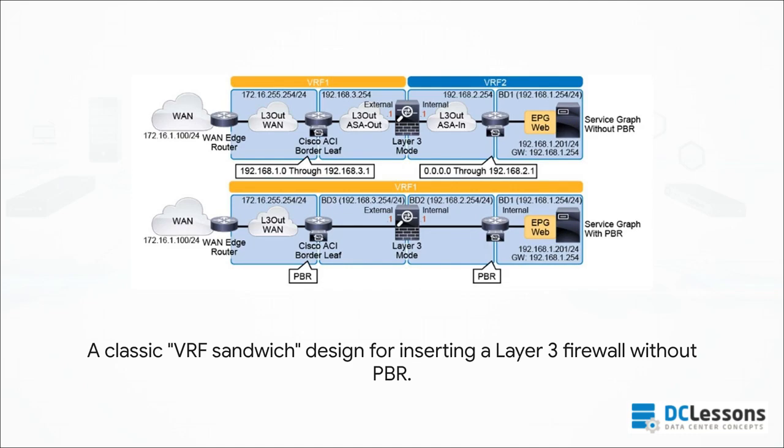To get traffic from the outside world through our firewall and then to our web servers, we actually had to create two totally separate routing tables, or VRFs. So traffic would come in on VRF1, get forced over to the firewall, and then the firewall would have to route it back into the ACI fabric, but on a different table, VRF2. I mean, it works, but you can see that's a whole lot of plumbing just to inspect some packets.